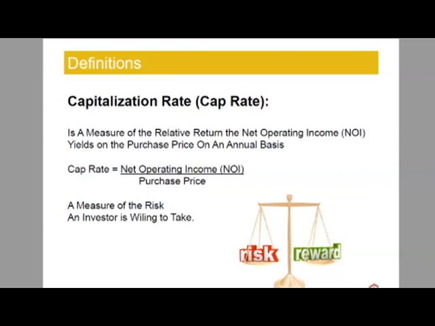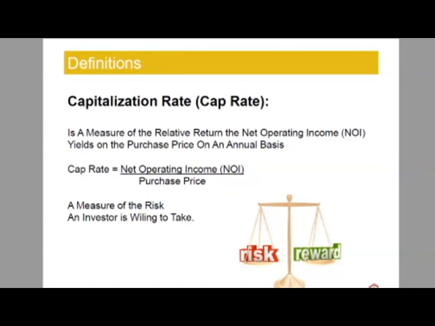Okay, it's basically the return on the investment. So the cap rate is calculated, as you see there. Cap rate equals the net operating income, which we just calculated on the previous screen, divided by your purchase price. And basically this symbolizes a risk and reward to the property, right? It's a measure of risk an investor is willing to take.